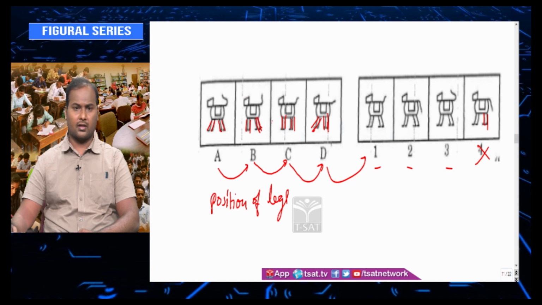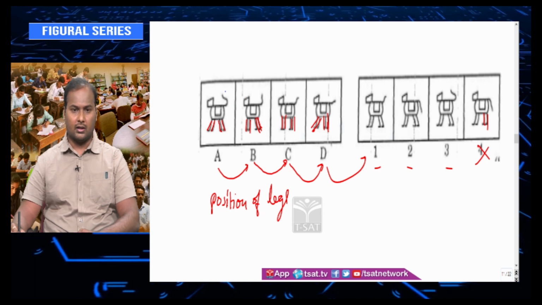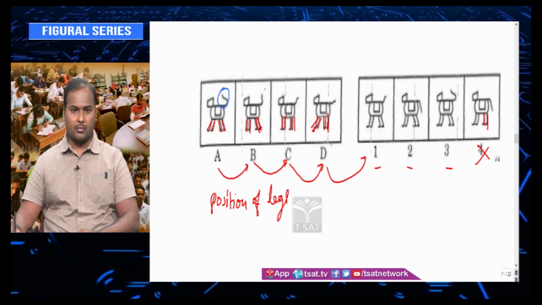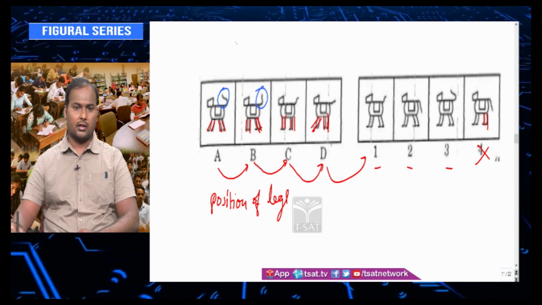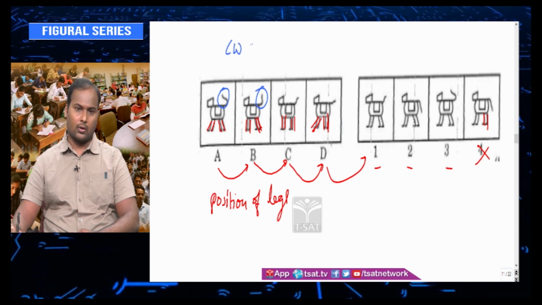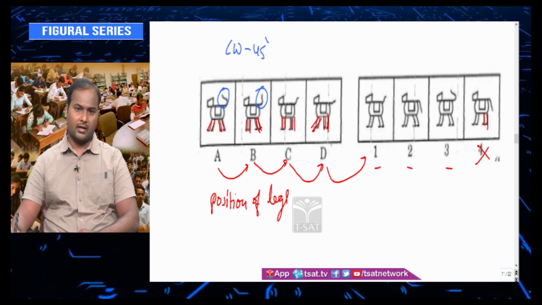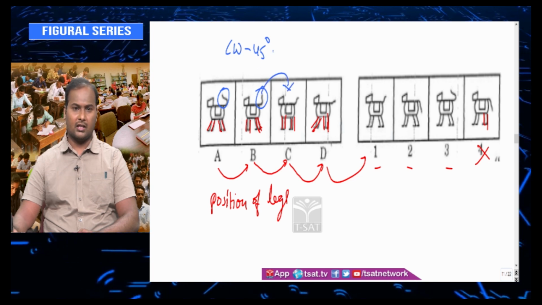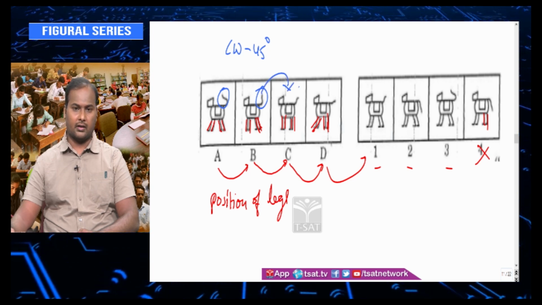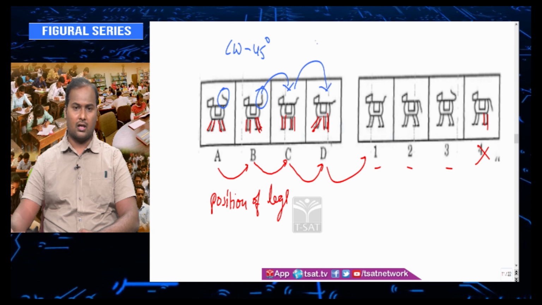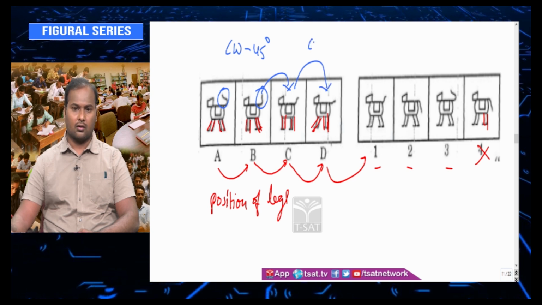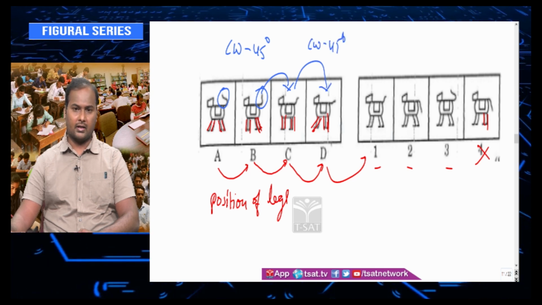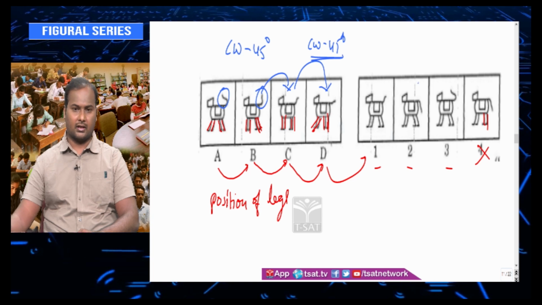And what is the next change I can observe? Not only the position of legs, but also the position of the tail. You can see here the tail from A to B, how is it rotating? Rotating clockwise by 45 degrees. In the same way, from B to C, here also the tail is rotating clockwise 45 degrees. From C to D, also the tail is rotating clockwise 45 degrees.